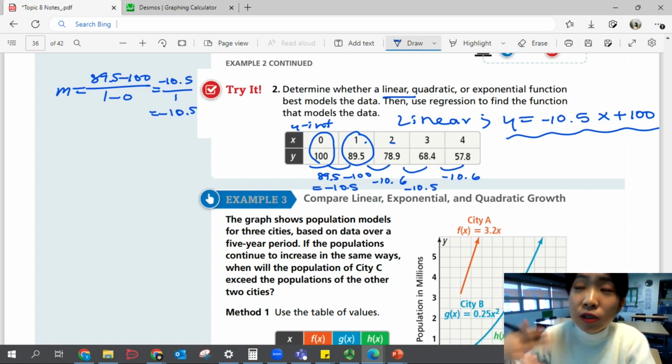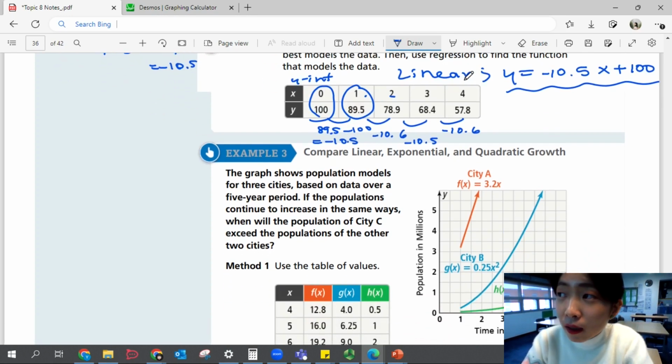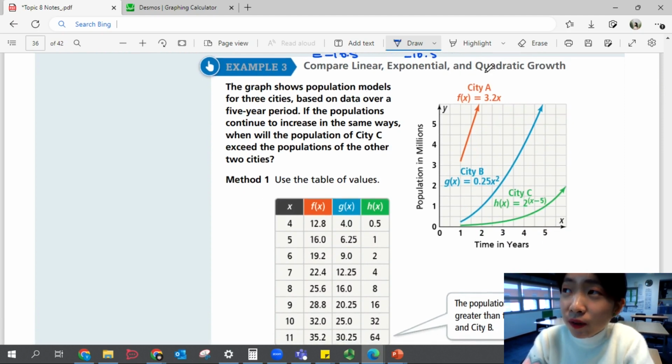You're correct, as long as you know how to do it, okay? Let's look at example 3. Compare linear, exponential, and quadratic growth. The graph shows population models for 3 cities based on data over a 5-year period. If the populations continue to increase in the same ways, when will the population of city C exceed the population of the other 2 cities?